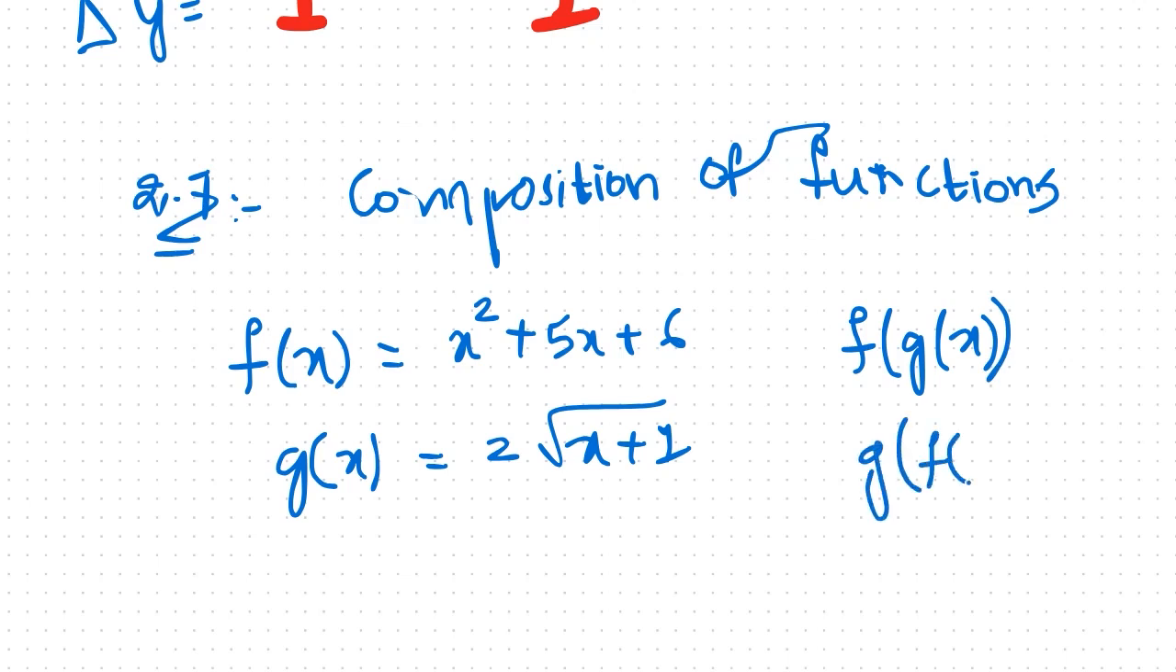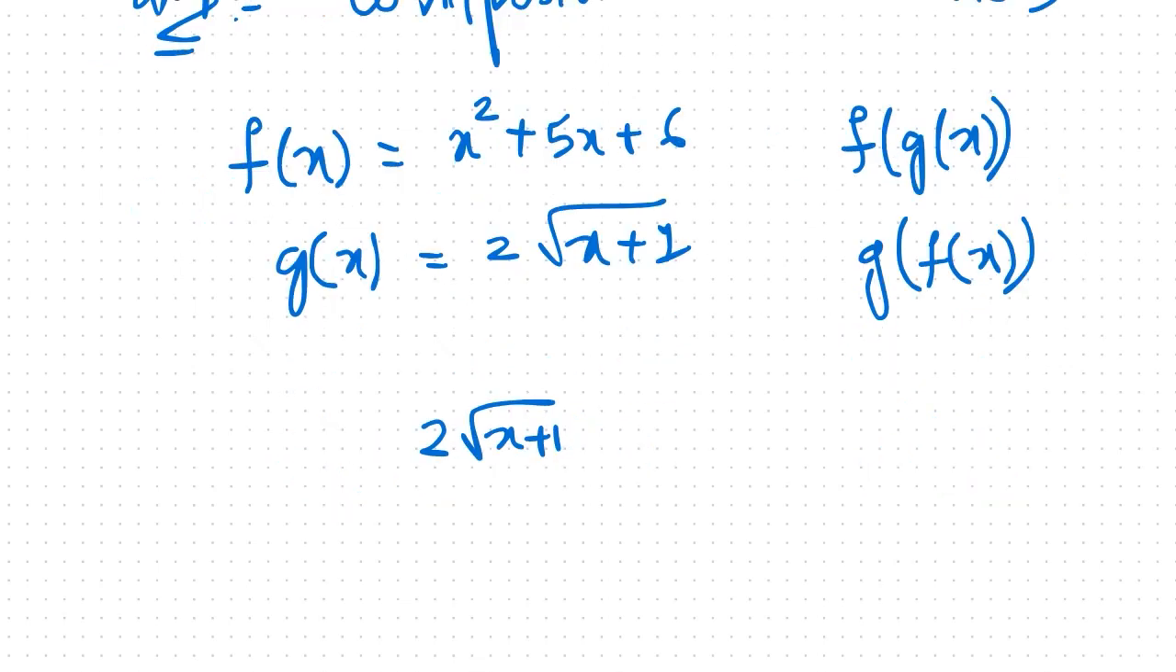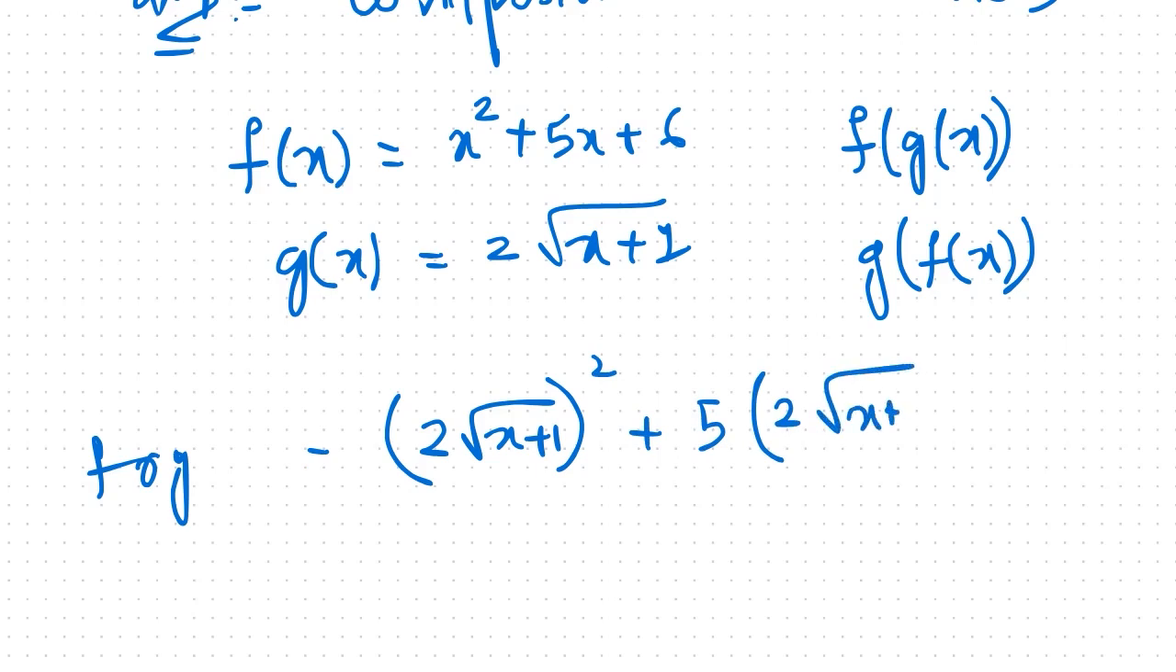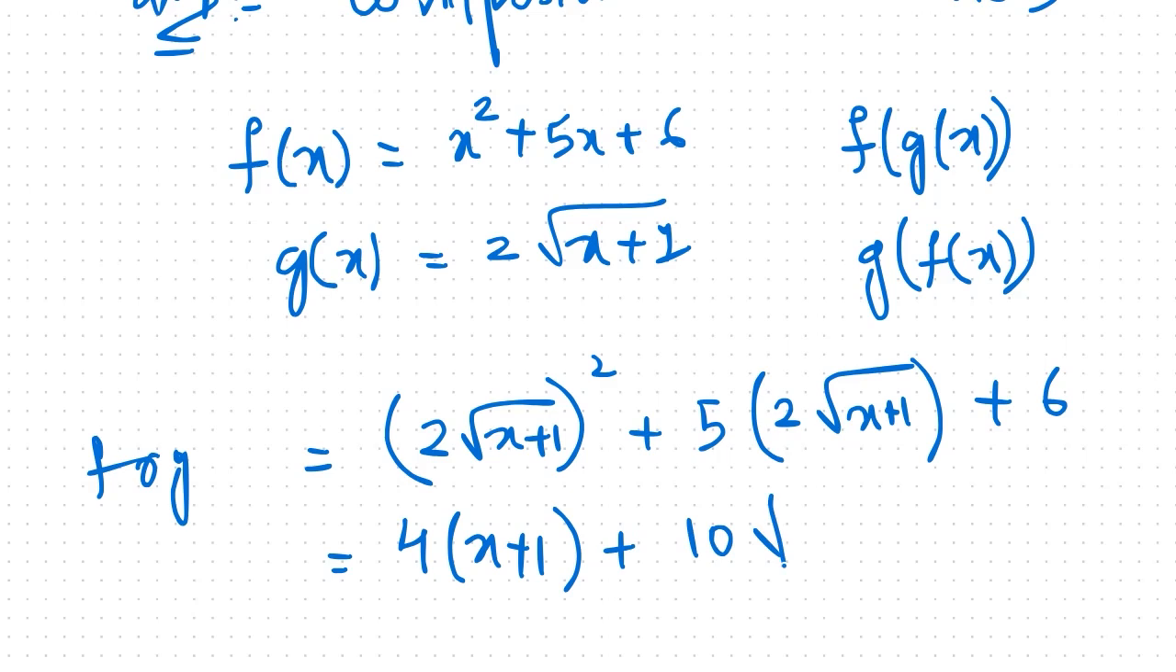Find f of g of x and g of f of x. I put it in parentheses. Yes, you have to put parentheses. So it's like you're squaring all of it, and then that simplifies to 4 times x plus 1, and then plus 6. And then it becomes 4 times x plus 1, plus 10 times root x plus 1, plus 6.